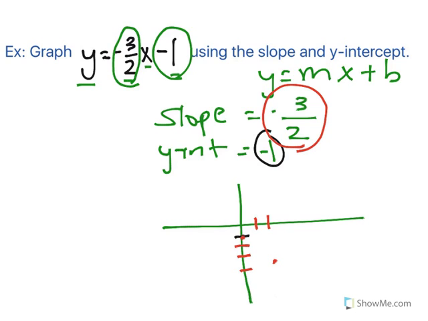So now I'm going to draw my line. It's a negative slope because we have that negative here. That's perfect. It's going from the top left to the bottom right, so we know that's negative. And that's my line. So again, I was able to find the slope and the y-intercept and graph it.